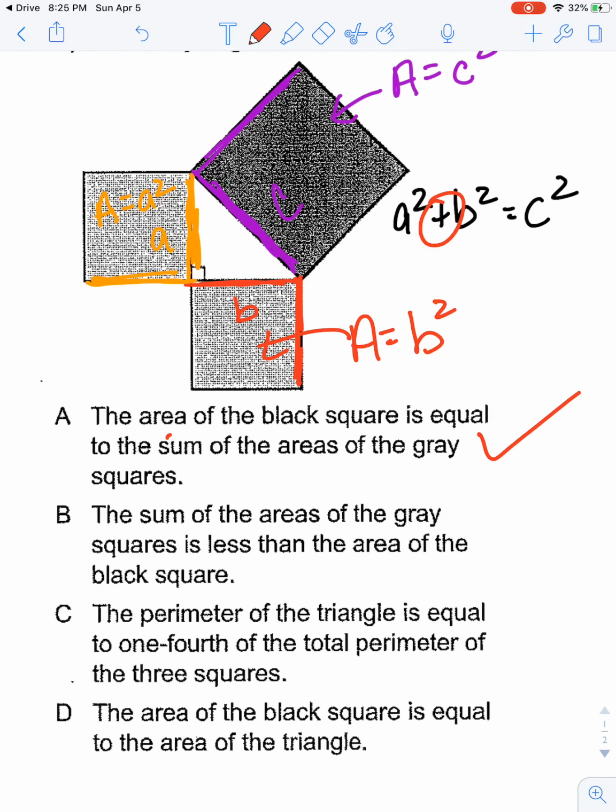So that makes sense. Let's just look at the other ones to see what's wrong with them. So for B, the sum of the areas of the gray squares is less than the area of the black square. Well, that's not what this says. Okay, this says equal to. The sum of the areas of the gray squares should be equal to the area of the black square. So the perimeter of the triangle is equal to 1/4 of the total perimeter of the 3 squares. That doesn't make sense at all. That has nothing to do with the Pythagorean theorem. And then the area of the black square is equal to the area of the triangle. No, it's a lot bigger than the triangle. Yep, A is the best. That is our answer.